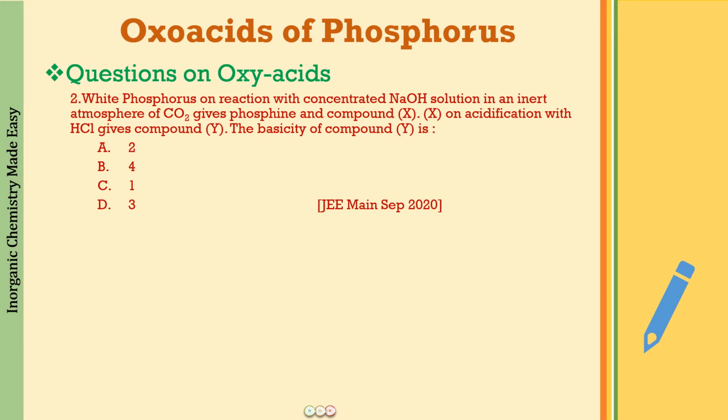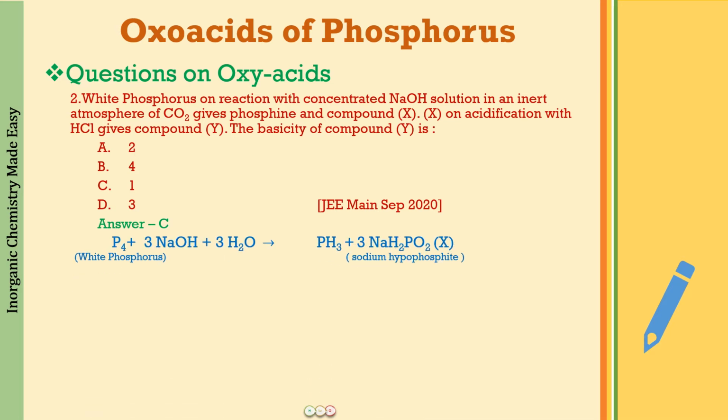So if you have done that, well, let me give you the answer for it. The correct answer is going to be C choice. The basicity of the compound, whatever it is going to be, is going to be 1. Alright, so now how do we get this? Let us look at the reaction. We have white phosphorus reacting with concentrated NaOH solution to give us PH3 and sodium hypophosphite. So this is what is X. When we are going to react this with HCl, what we will be getting is H3PO2.